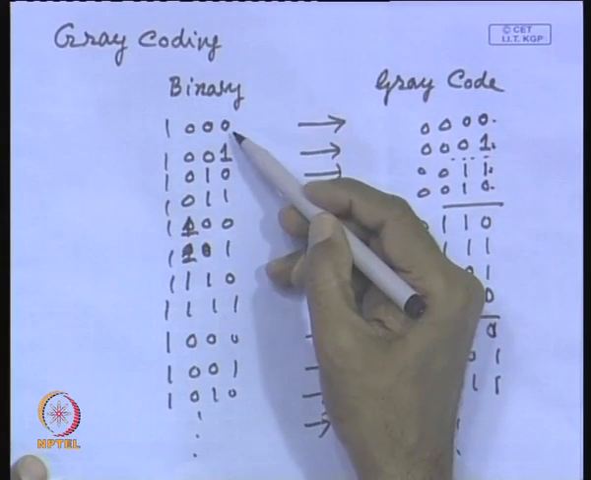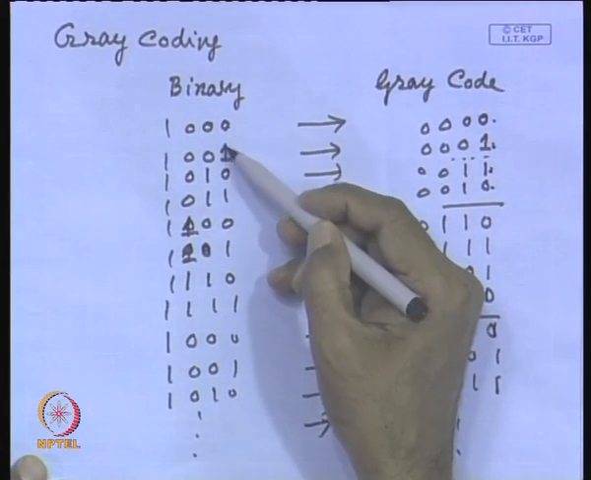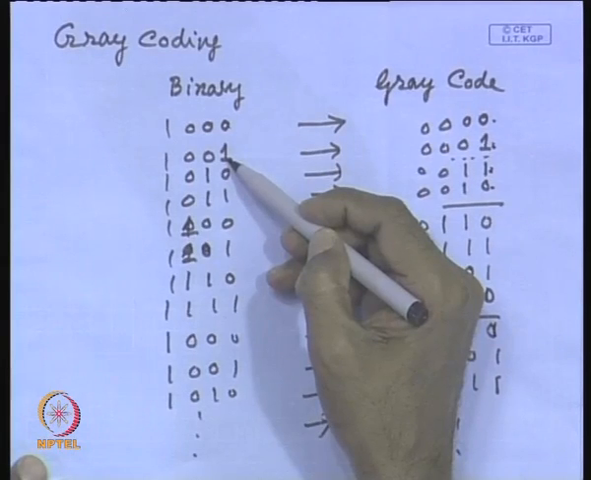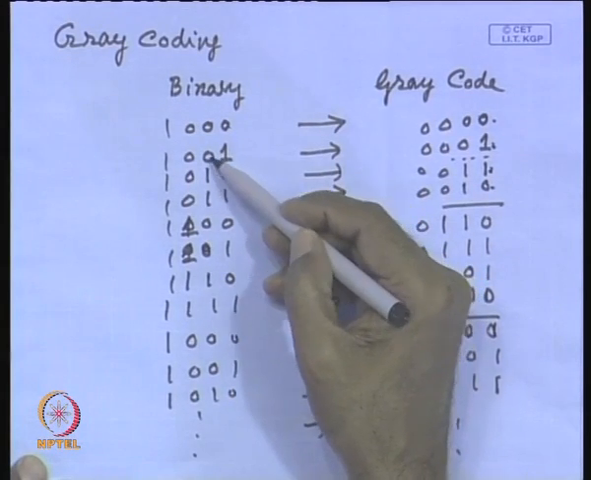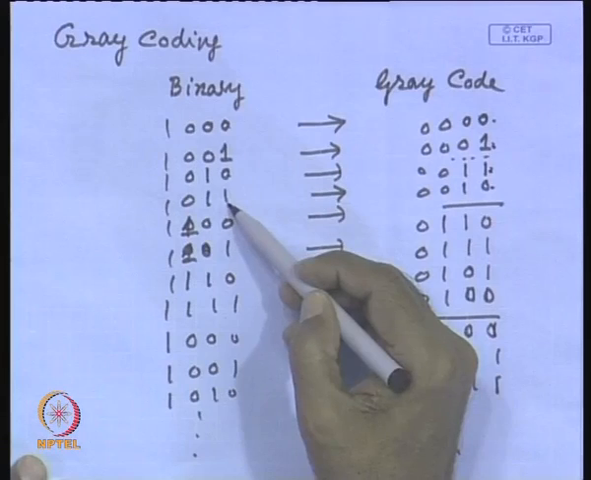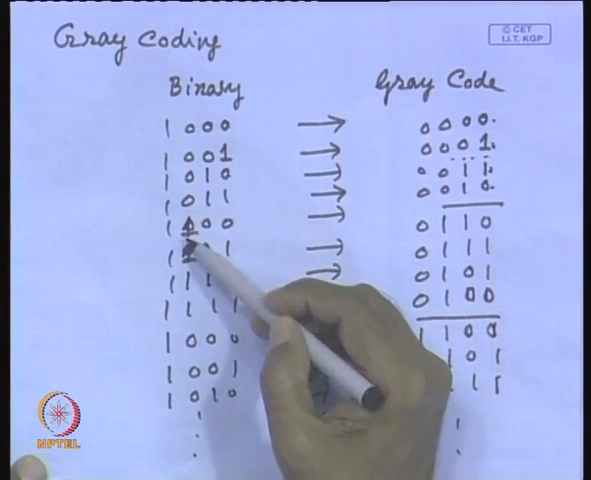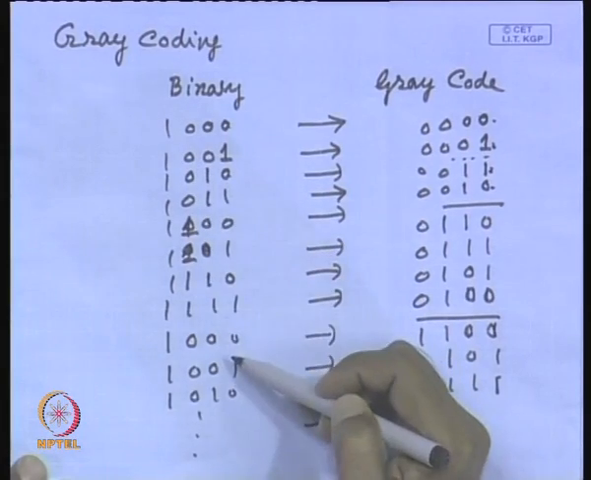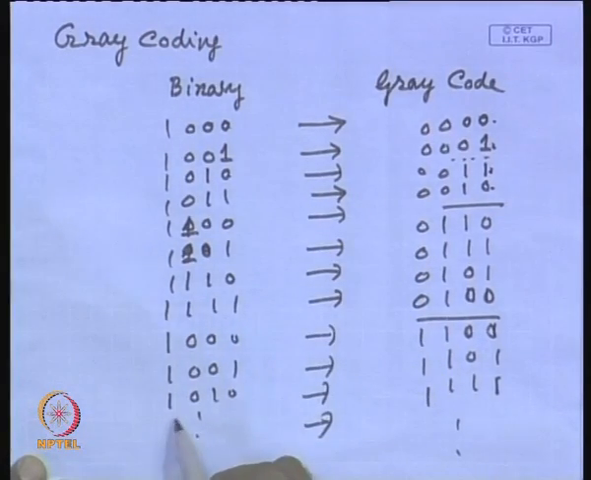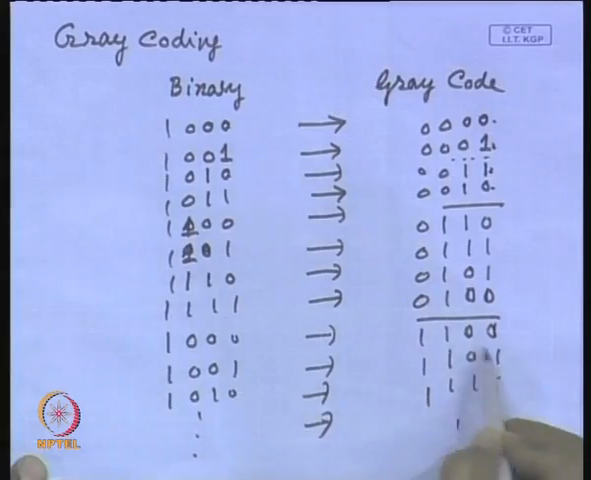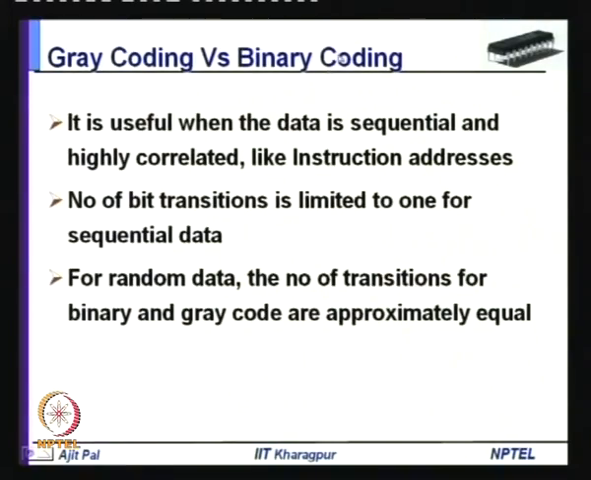As you can see here, from here to here it is a 1 bit transition, but from here to here it is a 2 bit transition. From this to this it is a 1 bit transition, but from this to this it is a 3 bit transition. That means the number of transitions can vary from 1 to 4 when it is a 4 bit code, but in case of gray code it is always 1 if it is consecutive.